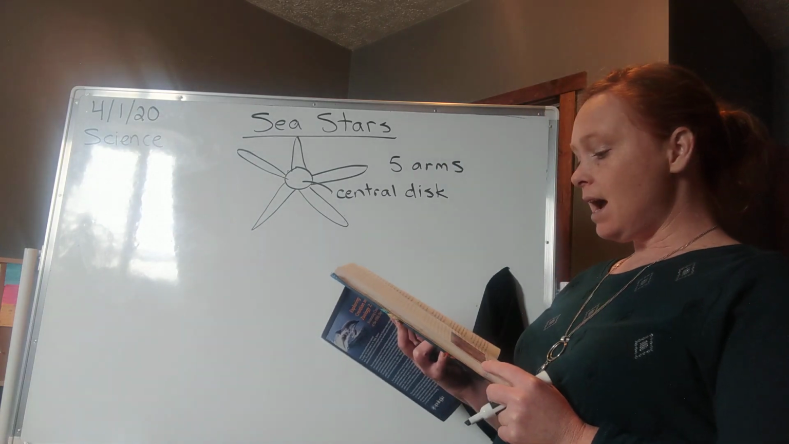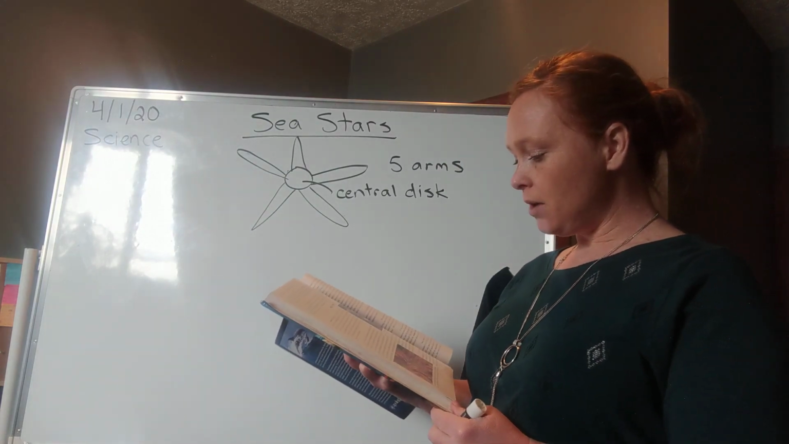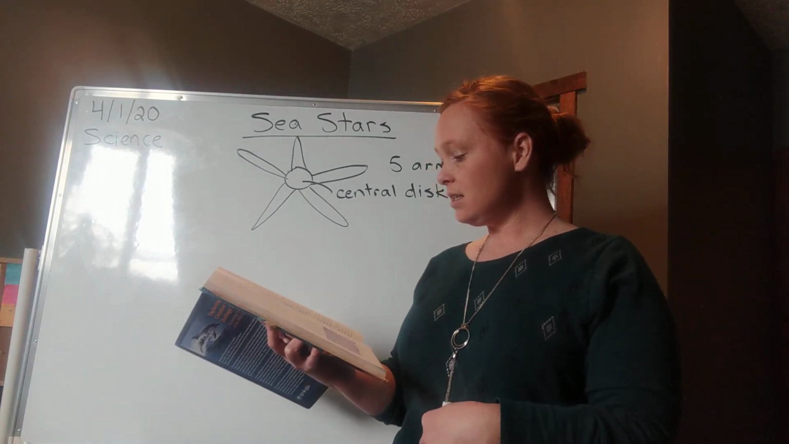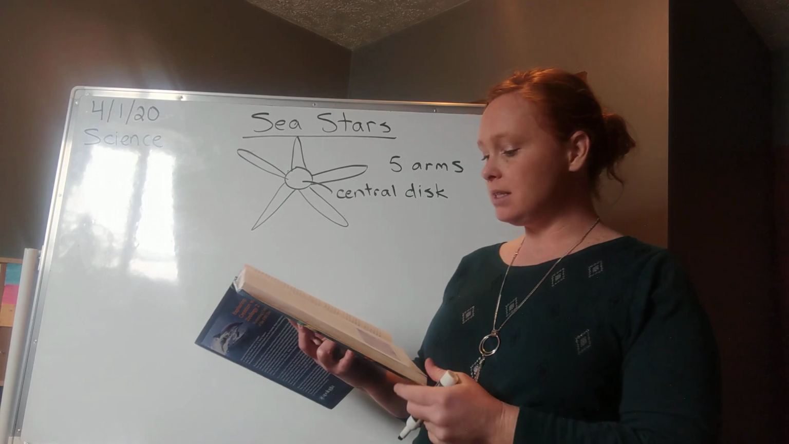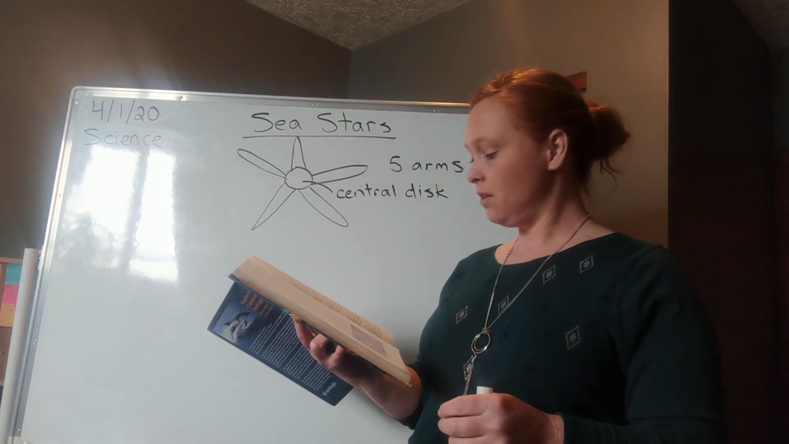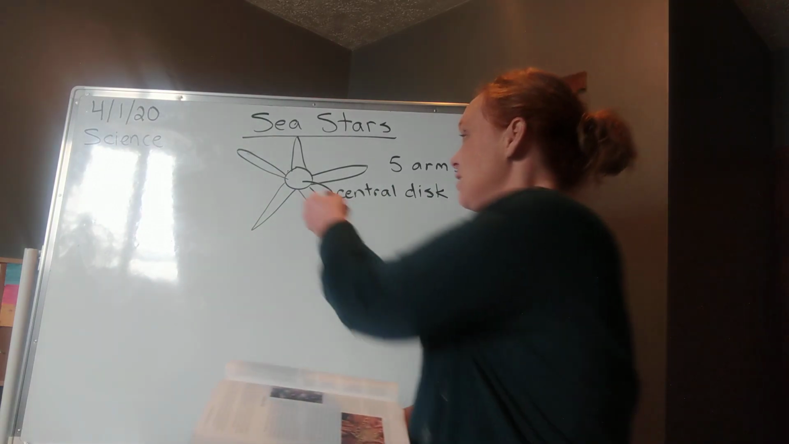When you eat and I eat, we use our mouth to take in food and chew it. Then we swallow, and the food travels through our esophagus to our stomach. Well, the sea star is completely different. Their stomach actually goes out of the mouth to engulf the prey. Did you hear that? Their stomach actually comes out.